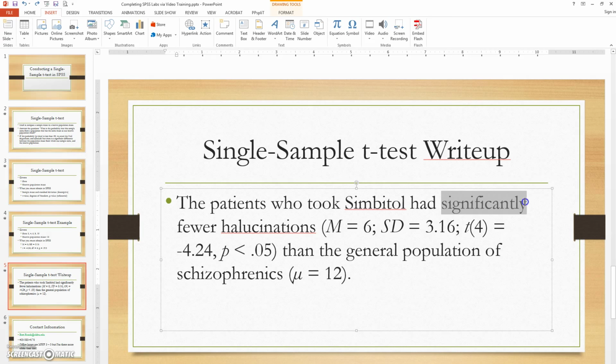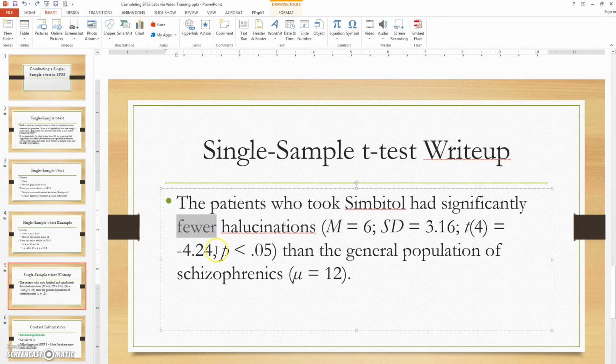Second, you want to indicate whether there was a significant or no significant difference. Basically, you want to verbally say, if the p-value is less than 0.05, you would say significant. If the p-value is greater than 0.05, you would say there was no significant difference.